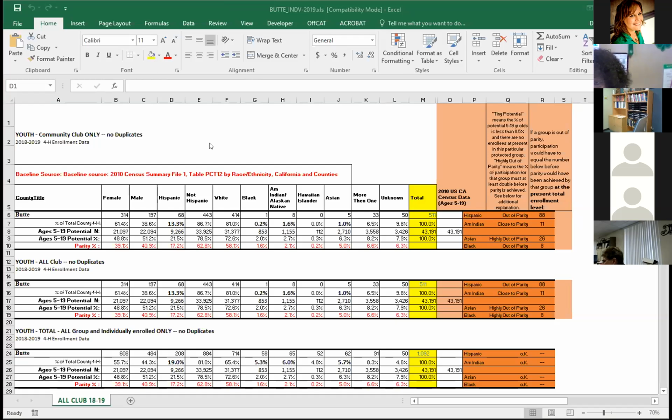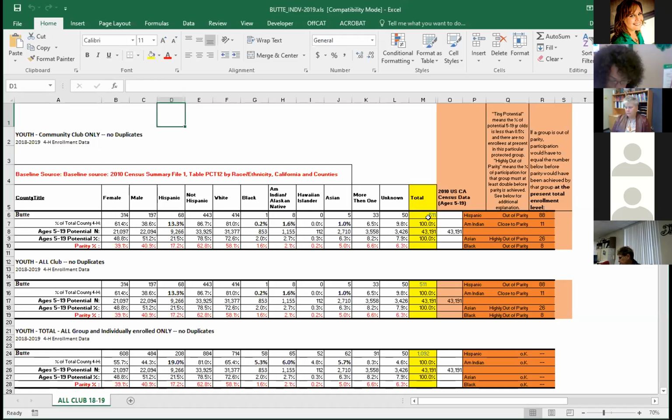Thank you. Okay, so this is just an example of this year's numbers. This is, as you see, Butte County. The numbers in this section here in the darkish orangey color let you know if you're in parity or out of parity for these particular racial groups: Hispanic, American Indian, Asian, and Black.